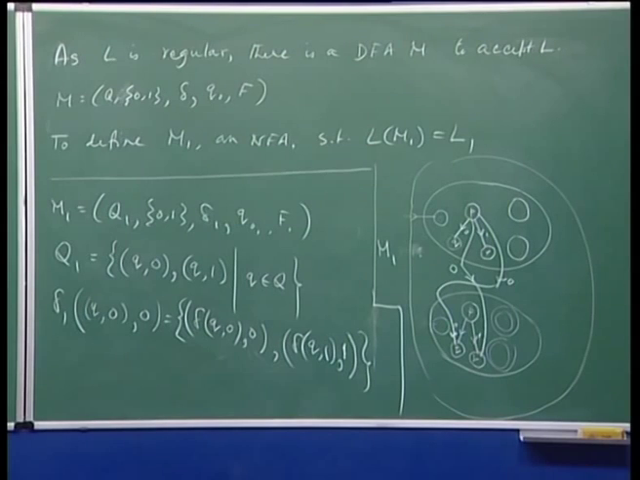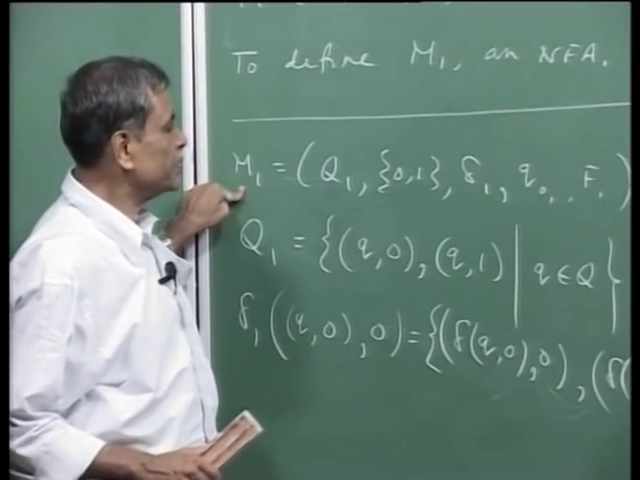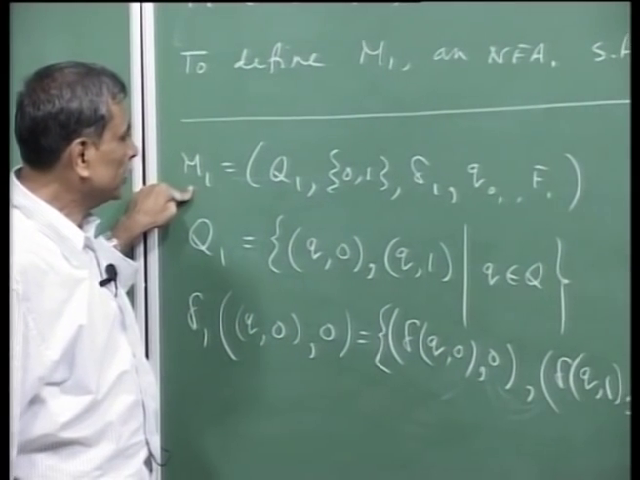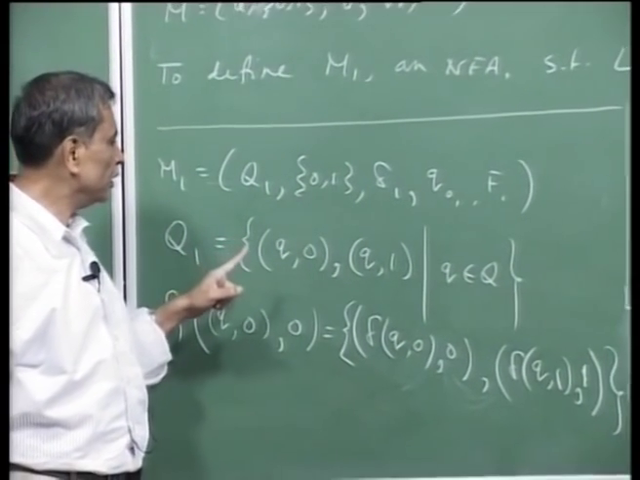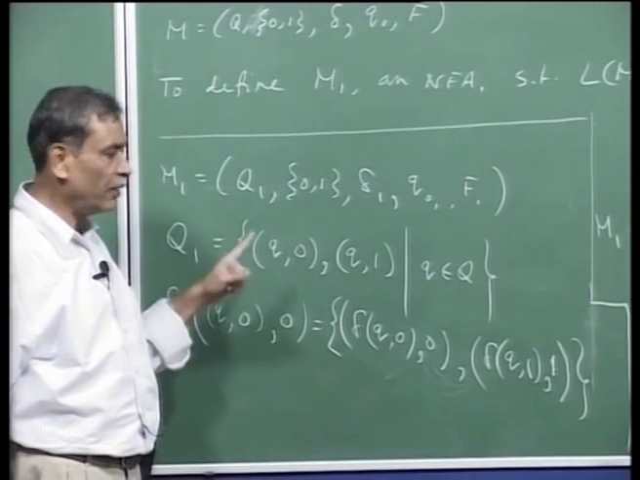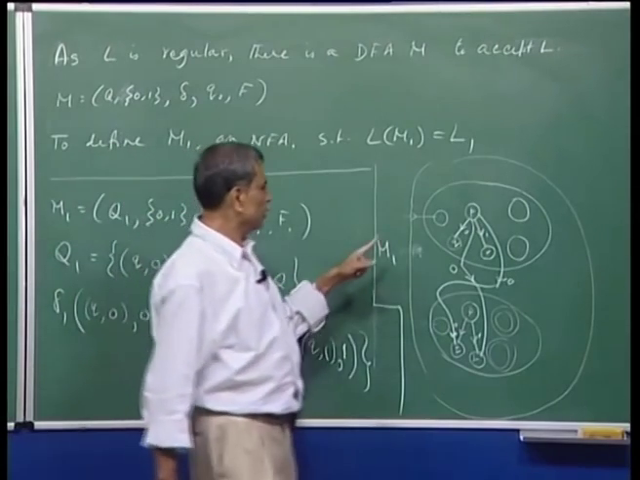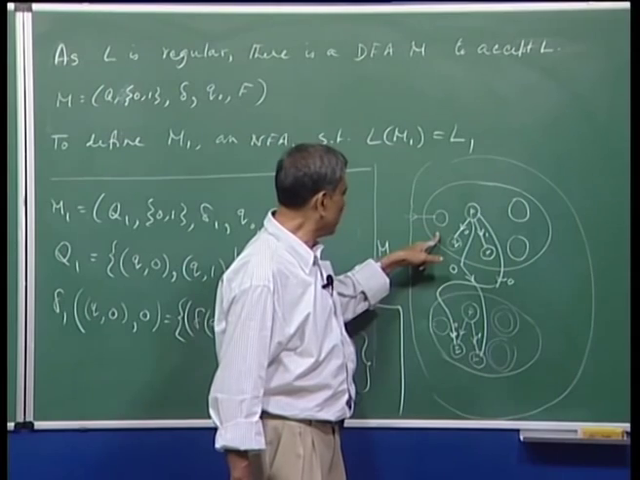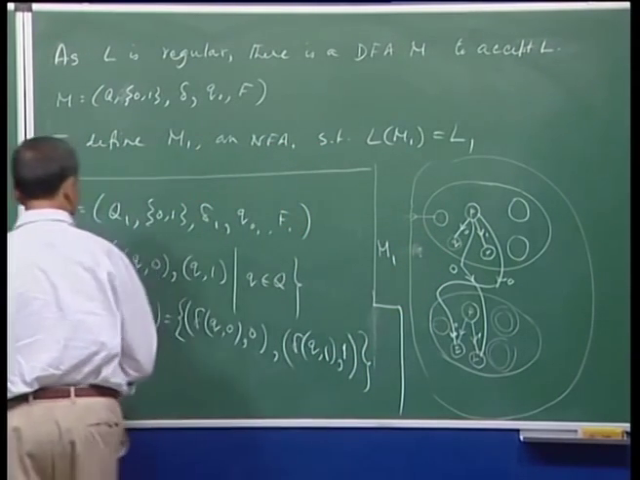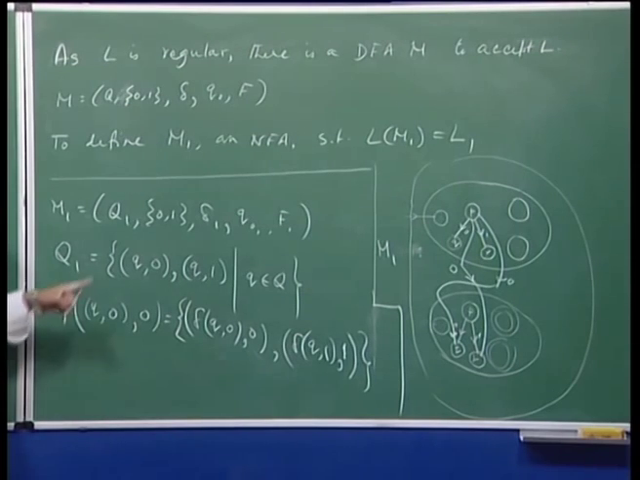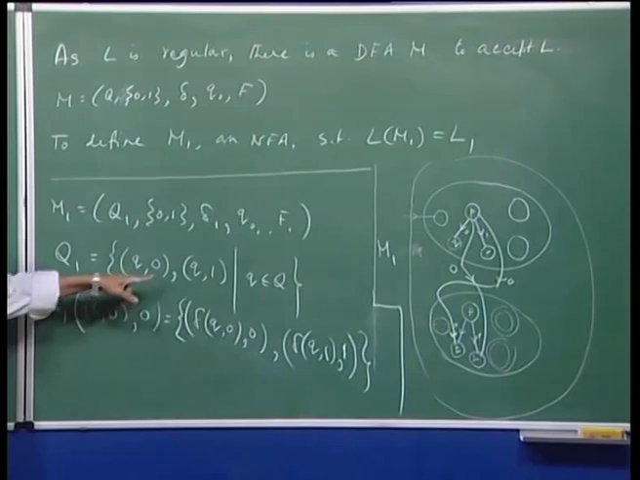All right. Is this clear? So, once more, the states of machine M 1, which is an NFA, keep track of two things. What is the state of the DFA, and whether it is using the first copy of the DFA or the second copy of the DFA. That is why the states are q 0 means it is in the top copy, q 1 means it is the q of the second copy, right.